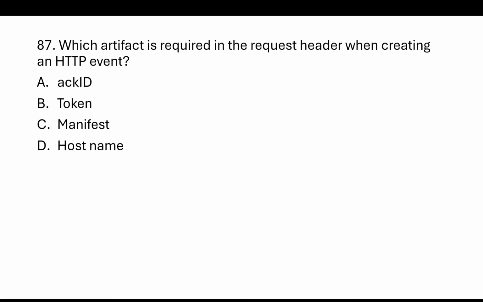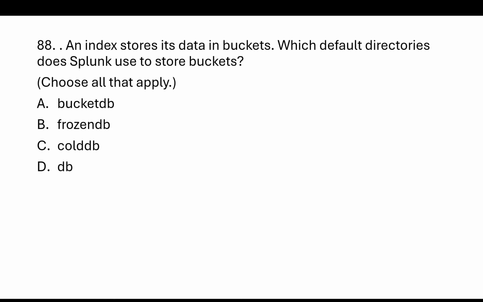Question number 87, which artifact is required in the request header when creating an HTTP event? Option A, ACK ID; option B, token; option C, manifest; option D, host name, and the answer is option B, token.